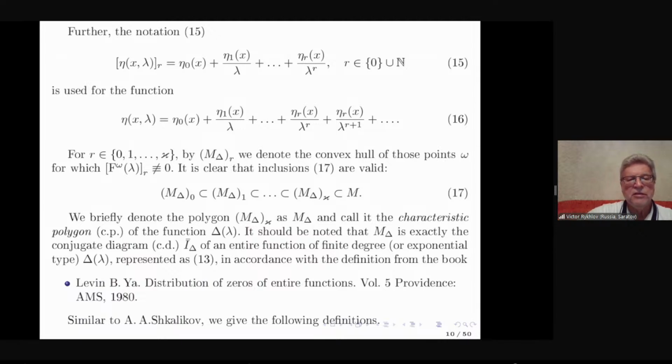We briefly denote the polygon M delta kappa as M delta and call it the characteristic polygon of the function delta of lambda. It should be noted that M delta is exactly the conjugate diagram I bar delta of an entire function of finite degree or exponential type delta lambda represented as 13, in accordance with the definition from the book by Levin, distribution of zeros of entire functions. Similar to Shkalikov, we give the following definitions.